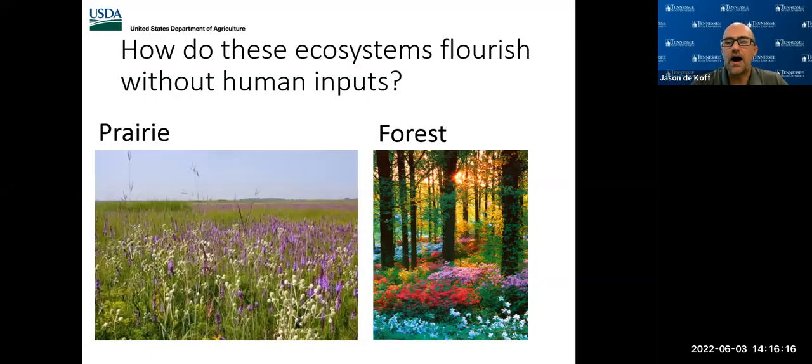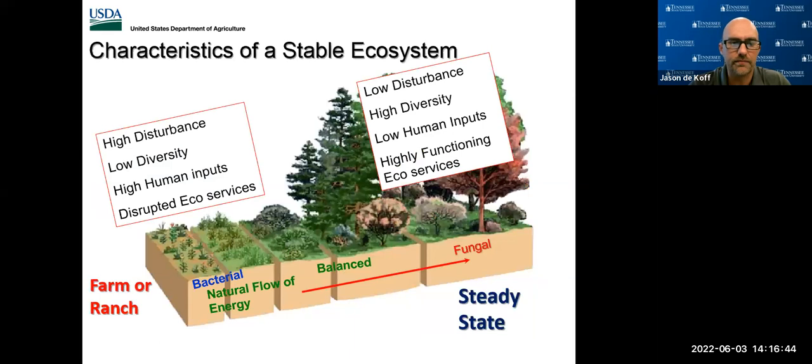So something to keep in mind is we know certain ecosystems are producing a lot of biomass, such as the prairie and the forest ecosystems. And why are they doing this? Because they have very little human disturbances taking place. But then also there's a whole lot of variety. There's a whole lot of diversity out there with respect to plant material. And so these are some of the things that we're trying to work towards when we're talking about soil health.